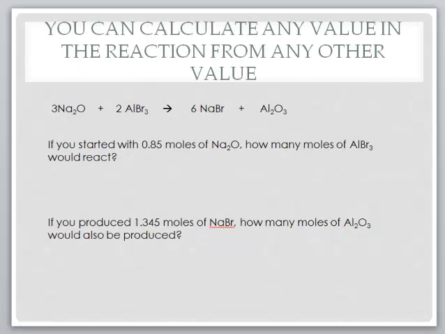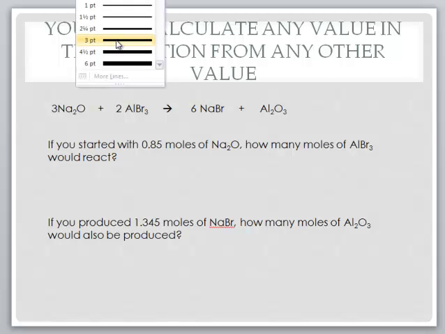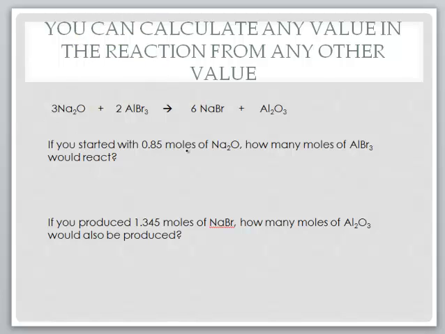Let's just do 2 more quick problems. Okay, if you started with 0.85 moles of sodium oxide, so we're starting with 0.85 moles sodium oxide, and we want to find moles of aluminum bromide that react, we can do that too. In other words, in the previous problem, we started with a reactant and found a product. Well, now, all we're doing is starting with a reactant and calculating another reactant.